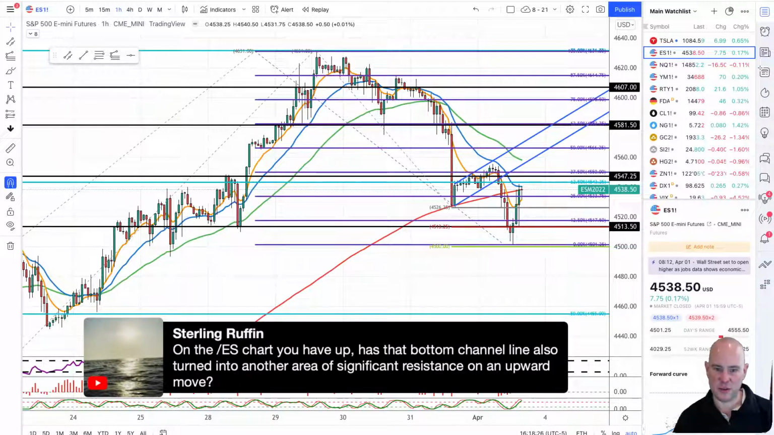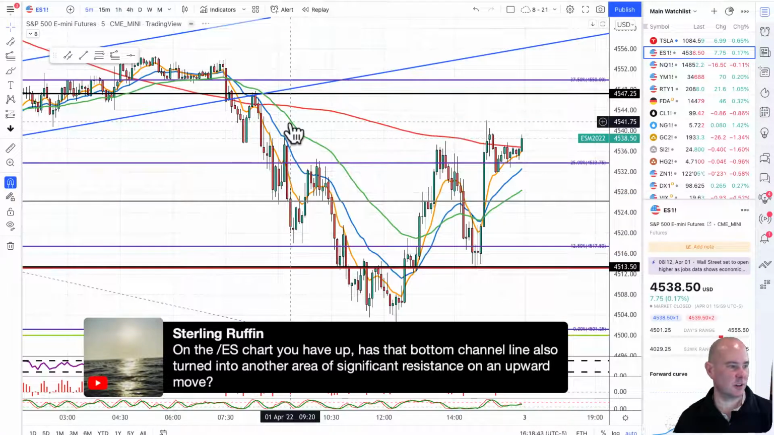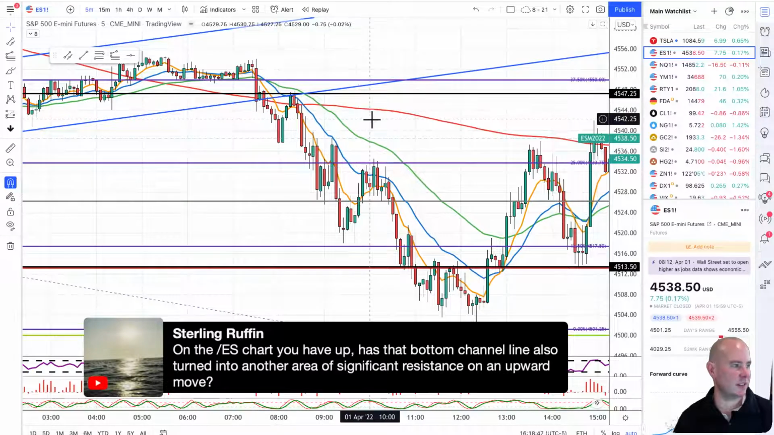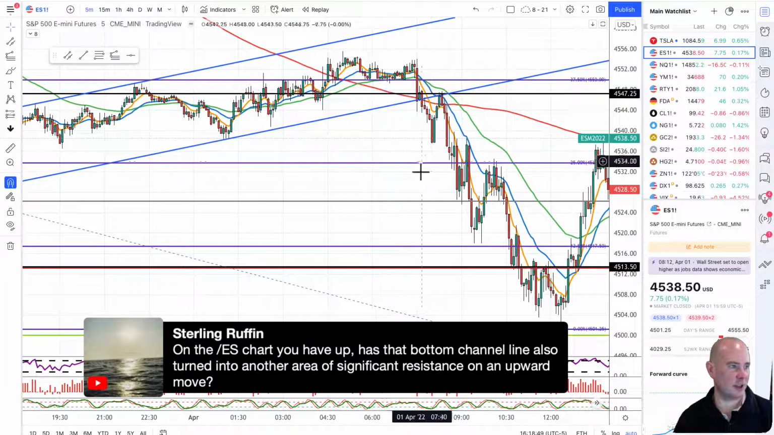On the ES chart you have up, has the bottom channel line also turned into another area of significant resistance on an upward move? You mean, has this turned into, yes. This bottom has. Remember I talked about this morning, I'm just going to lump back in if you don't know. Remember I said my favorite move was a retest, not the first break of a channel? Here was the first break, and this was actually triggering as we were wrapping it up.